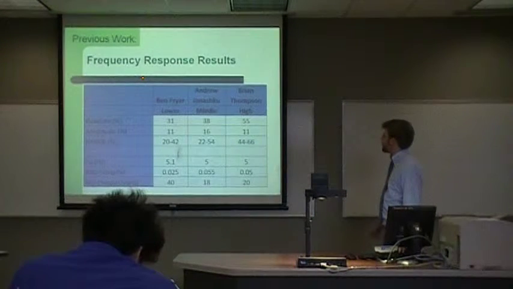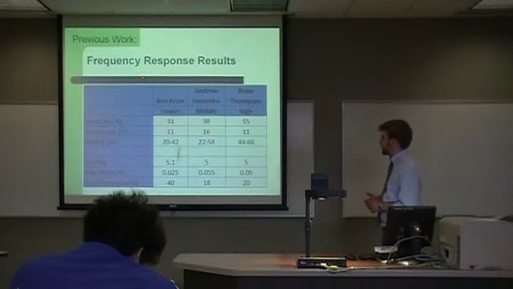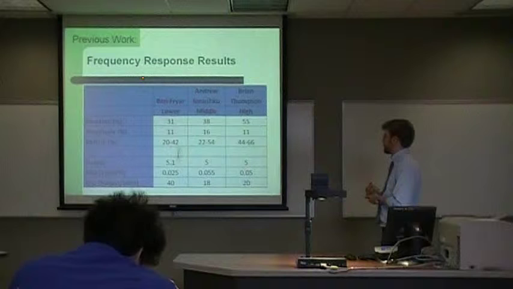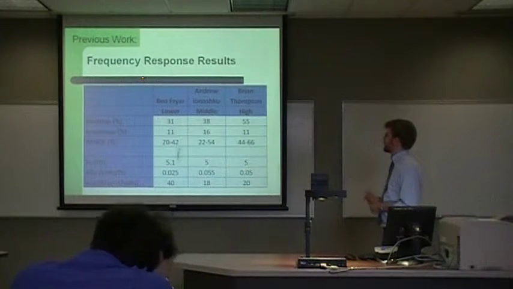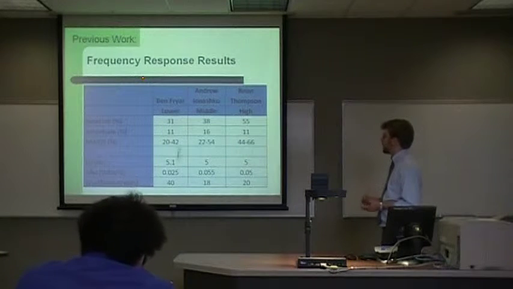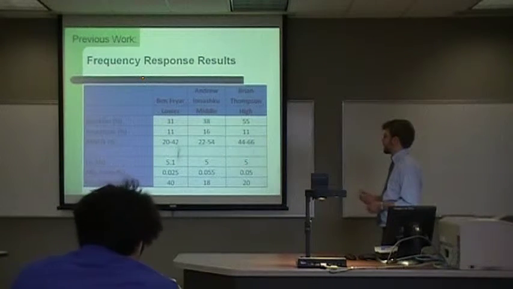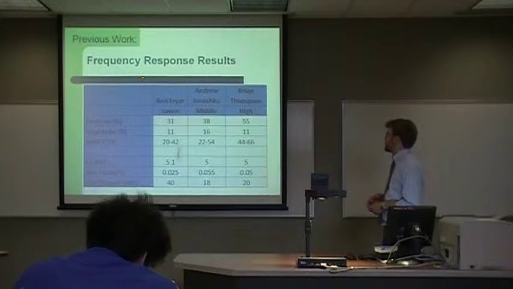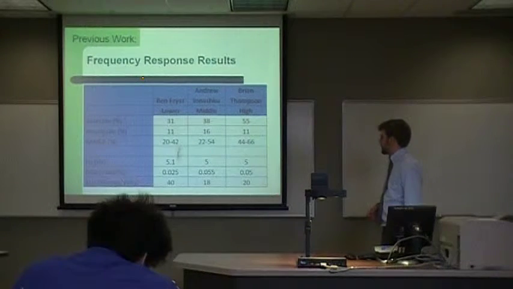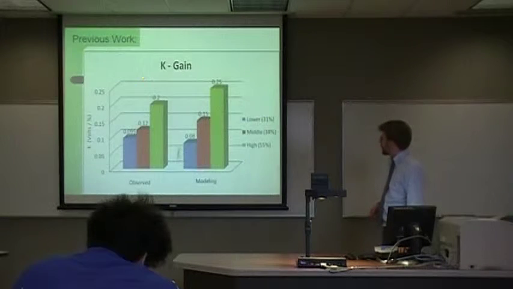Here's the results from the frequency responses. For the most part, our FUs, amplitude ratios and KCUs were about the same, except for the KCU for the lower section between 20 to 42%, which was a lot higher than the other two ranges, and everything else seems to coincide fairly well.